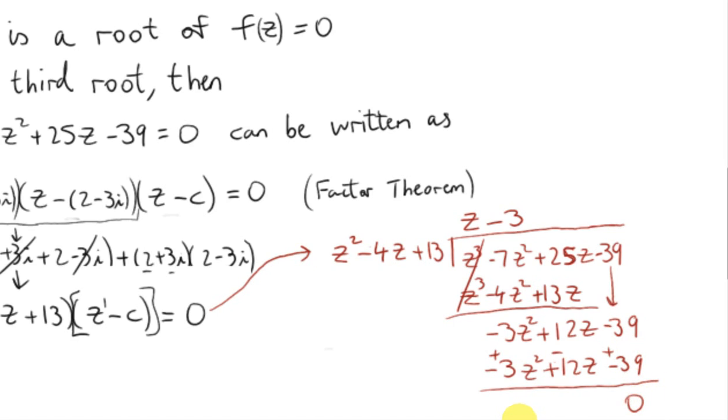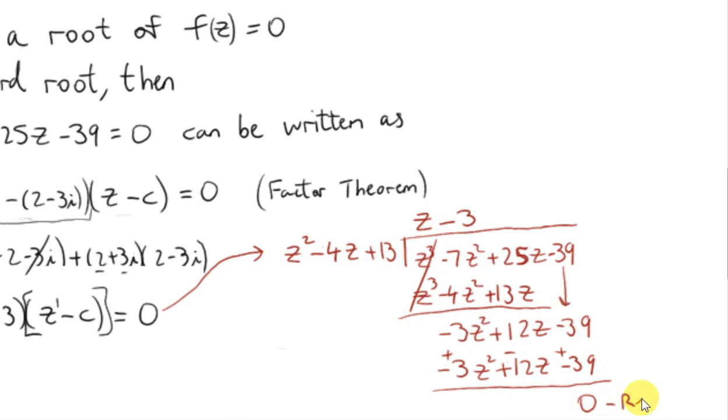So we want a remainder of 0, so this is the remainder. And we expect to get a remainder of 0 because we know that this quadratic is a factor of the cubic. So this must be the other factor, z minus 3. So straight away we can see that c equals 3, so the third root is 3.